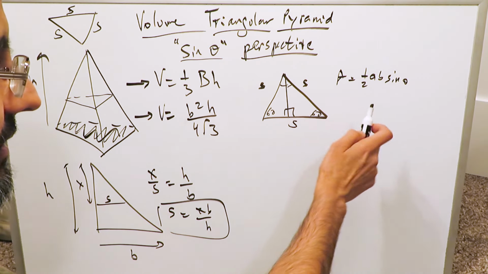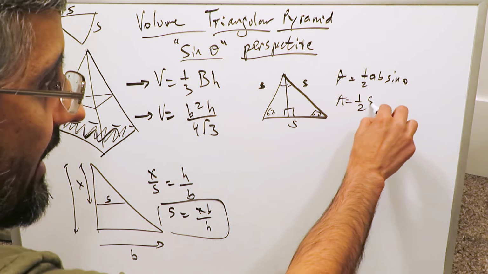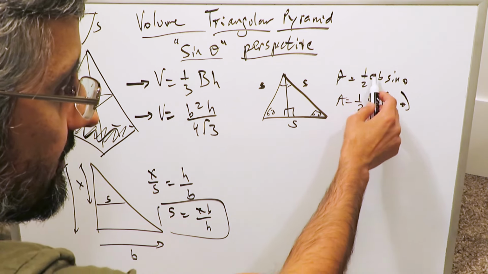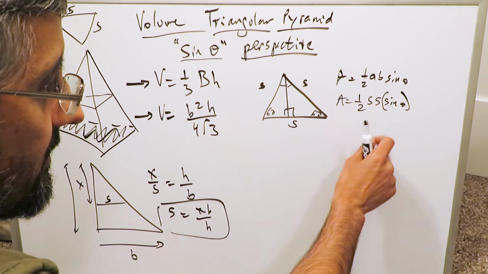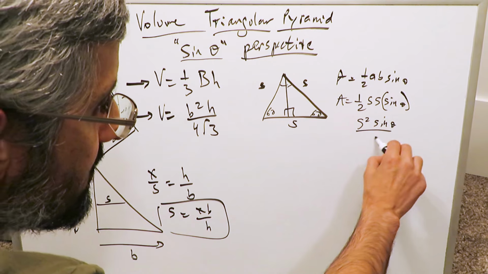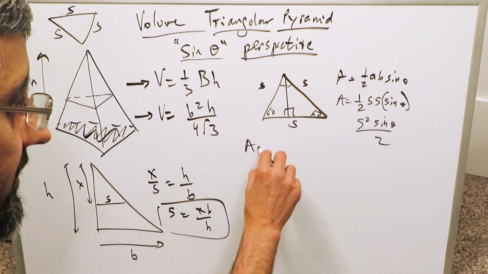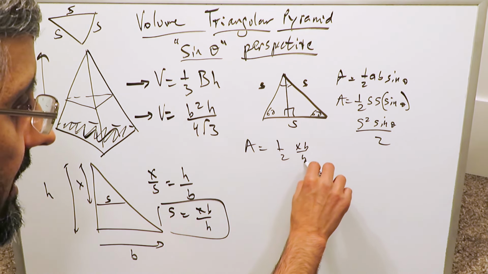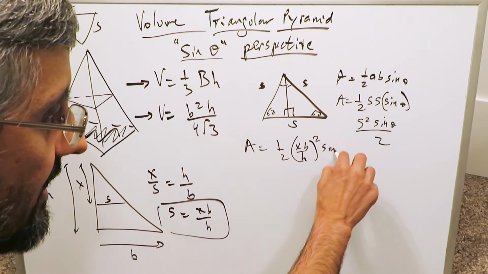For here, if all the sides are represented by S, area is equal to half S, S sine theta, where S is equal to A, S is equal to B, because we have an equilateral triangle. Everything here is in terms of the same side, S squared sine theta over 2. But I know S is equal to XB over H. Bring that over here. Area of each cross-sectional slice is equal to half XB over H. There are two of these sides. You see an S squared, I'm bringing in S squared sine theta.